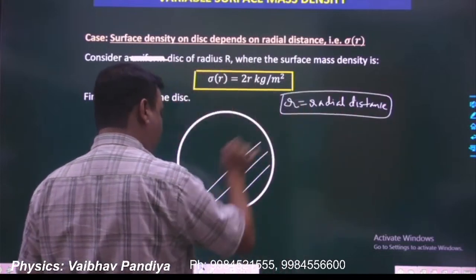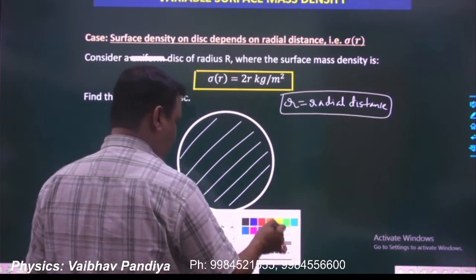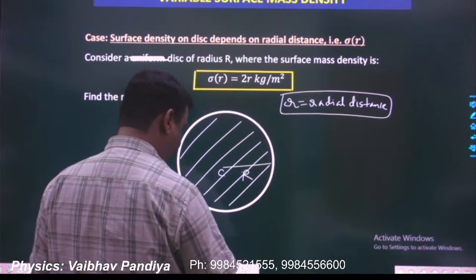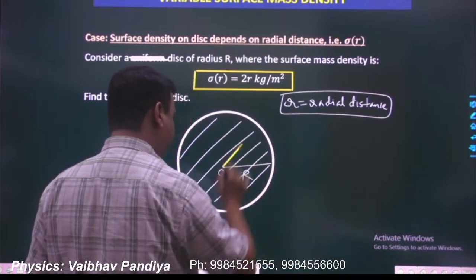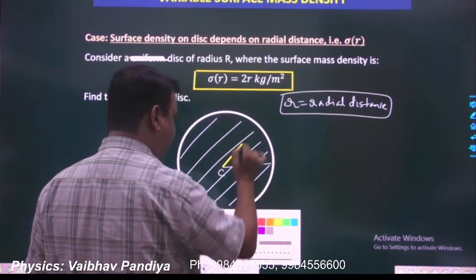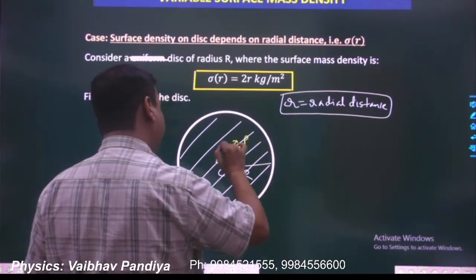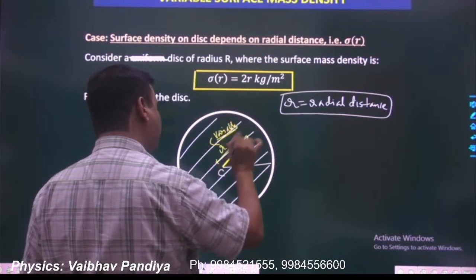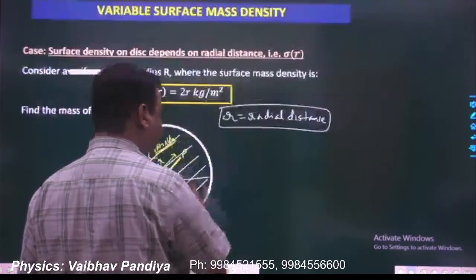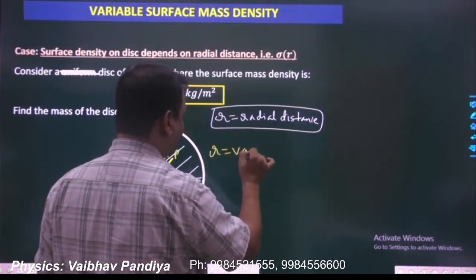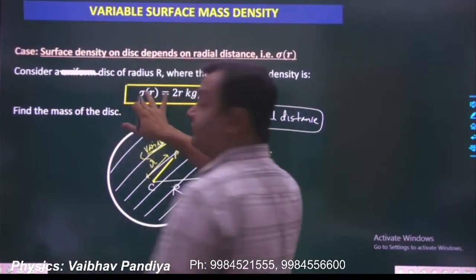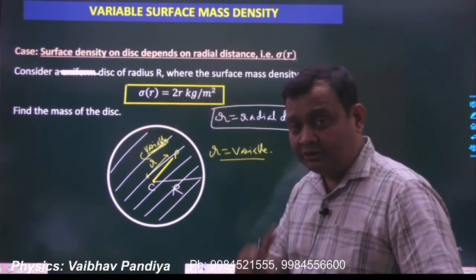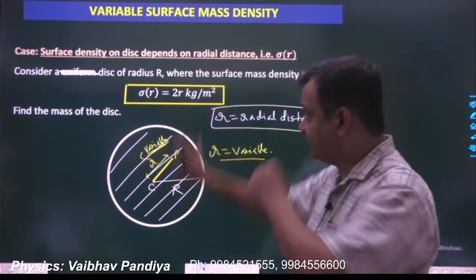So the disk has a radius R, and small r is denoting the distance from the center. So small r will depend on your location where you are standing. So this will be your small r, which is variable. Correct? For each point, small r will be changing. Yes or no? When you are going away from the center or you are coming towards the center, small r will be changing. So small r is variable. And since sigma(r) means sigma as a function of r, it depends on small r. So sigma will also be changing with r because sigma depends on r.